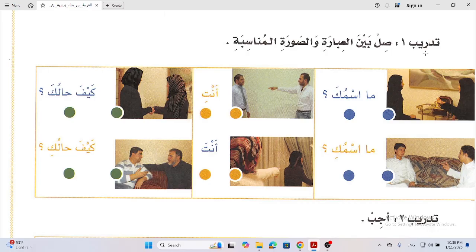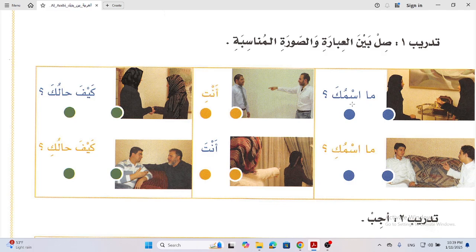Arabic lesson for today, تدريب 1, exercise 1. سل بين العبارة والصورة المناسبة. Join between the sentence and the proper picture or related picture.